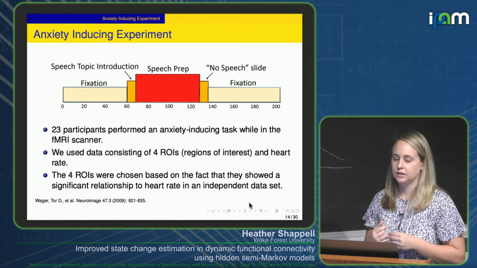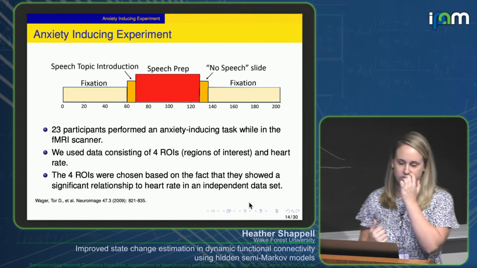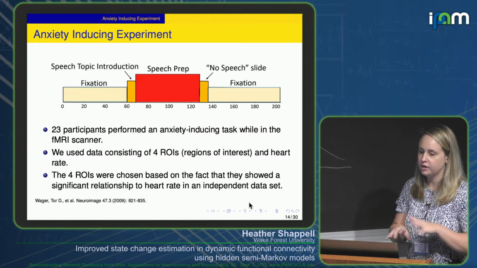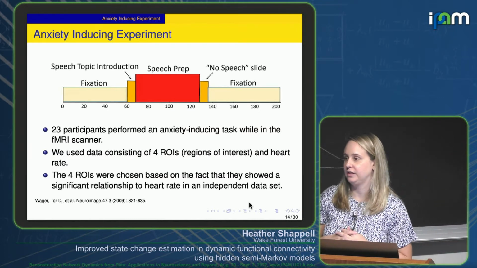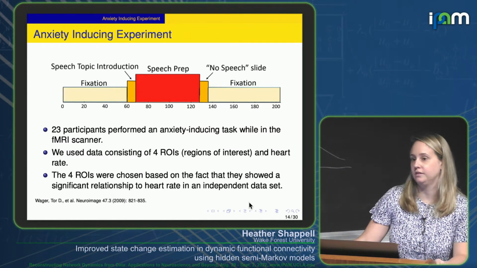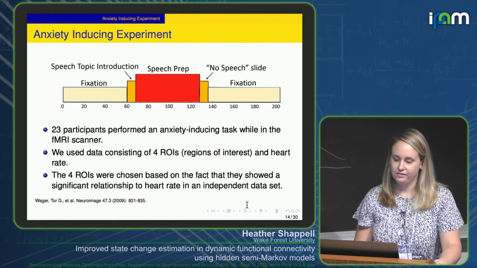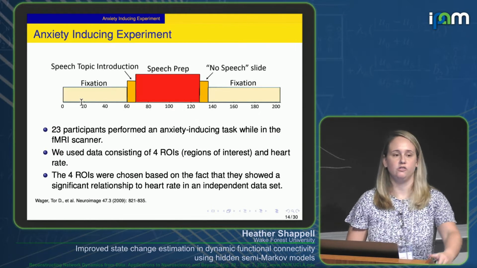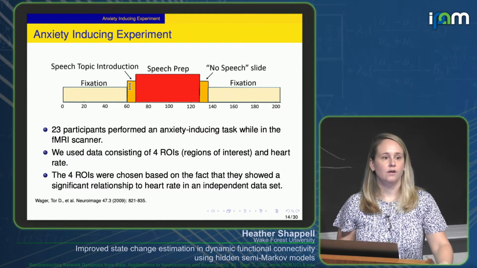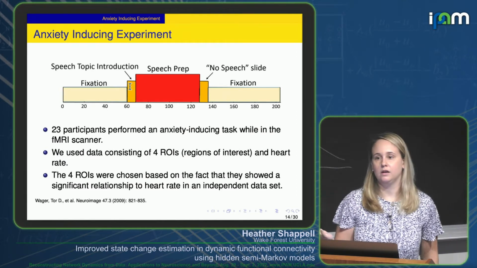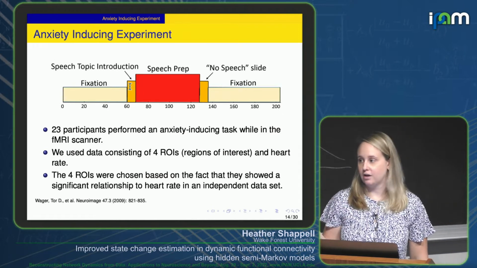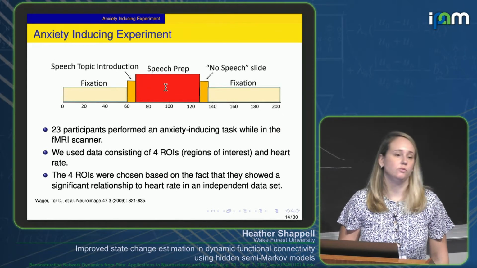So we wanted to do a sanity check on this experiment that some collaborators already had data for. They called it the Anxiety-Inducing Experiment. Basically they had 23 participants perform this anxiety-inducing task while in the scanner. So this is the paradigm here. They started off with just a fixation cross or something that they were staring at in the scanner. And then they were shown a slide where it said, you're going to be given 2 minutes to prepare a 7-minute speech. And they were given a speech topic. And then they had time to prepare this speech.